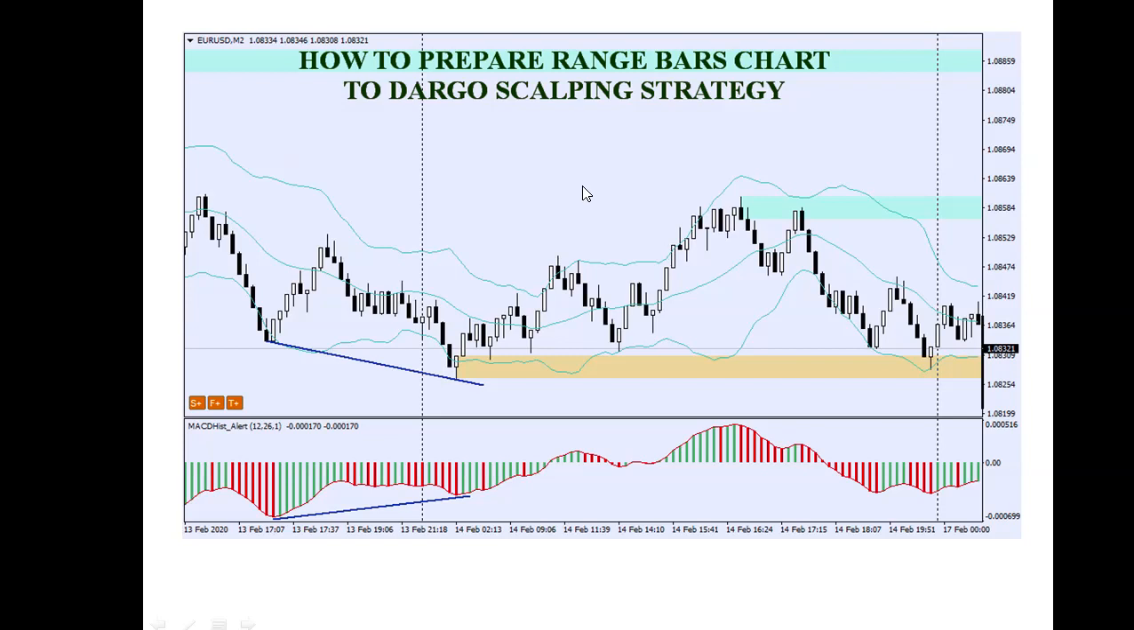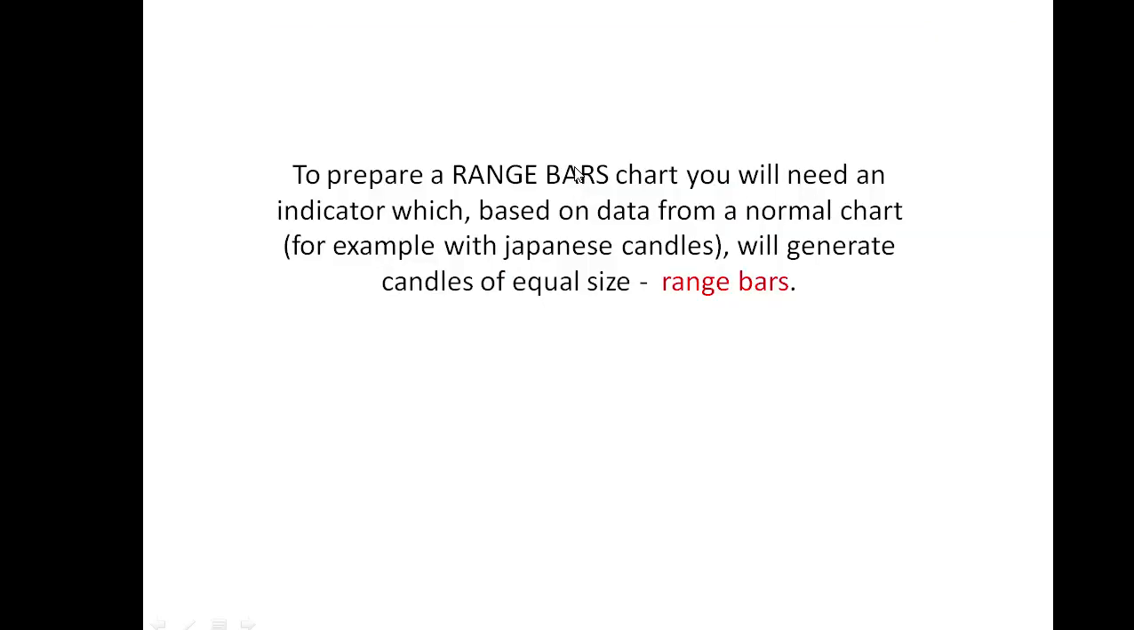on your MetaTrader 4 platform. So to prepare a range bar chart, you will need an indicator which, based on data from a normal chart, for example with Japanese candles, will generate candles of equal size on another chart. And those equal size candles, many people call them range bars.